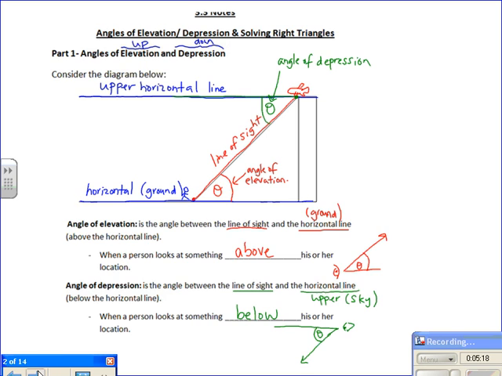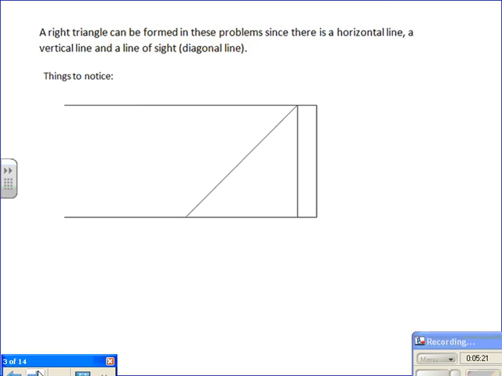So on your next page, it says a right triangle can be formed in these problems because we have two horizontal lines, a vertical line, and a line of sight. We can actually get two right triangles out of this, but generally most diagrams will give us at least one right triangle. So we have a horizontal line here. We have another horizontal line here. Our line of sight is the diagonal line.